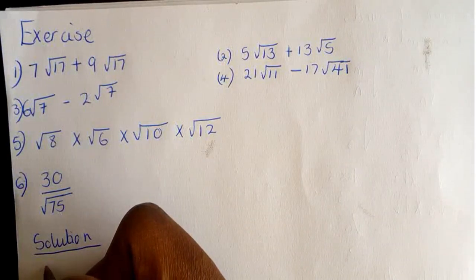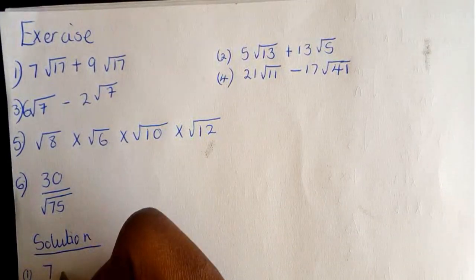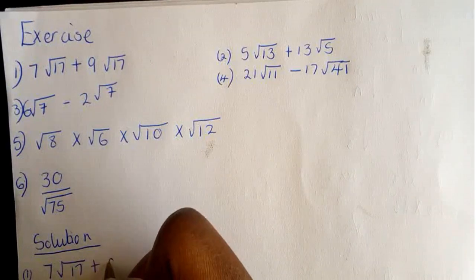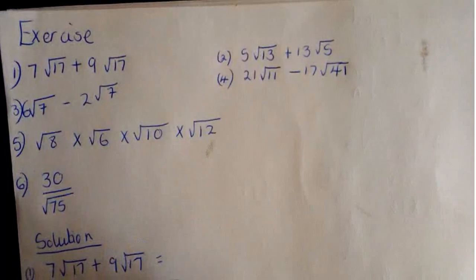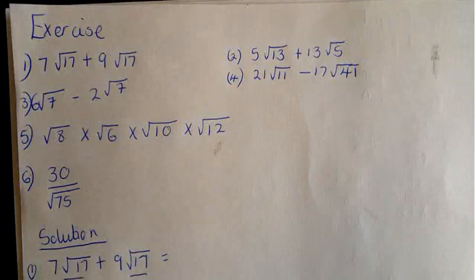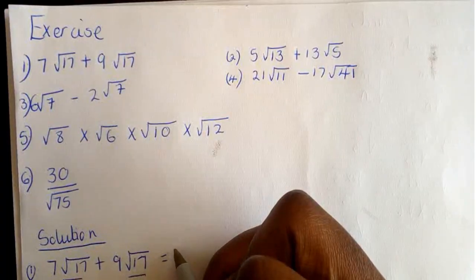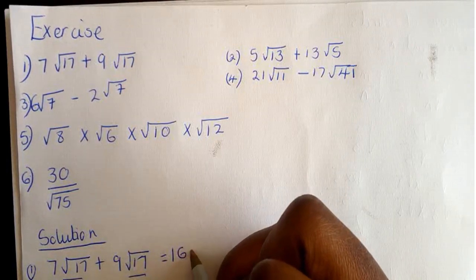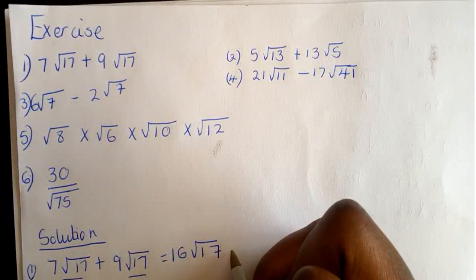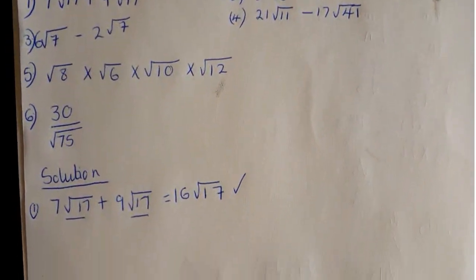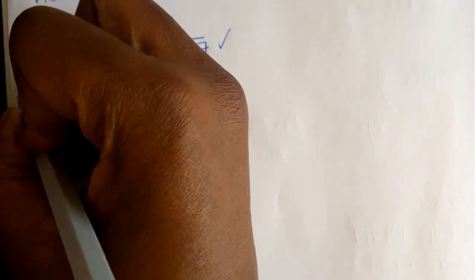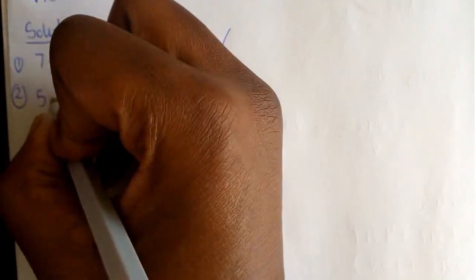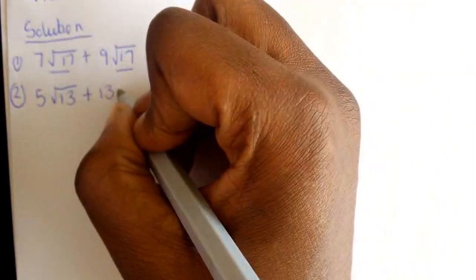Number 1, the question is 7 root 17 plus 9 root 17. Since the numbers in the square roots are the same, we can add them. So our solution will be 16 square root of 17. This is our solution.